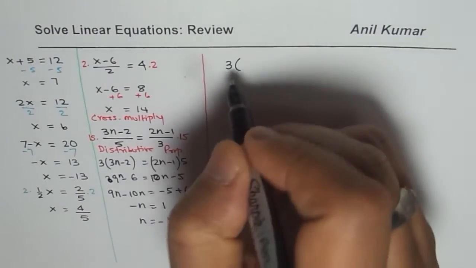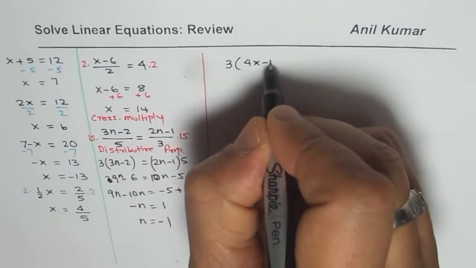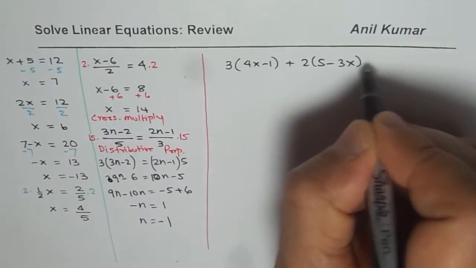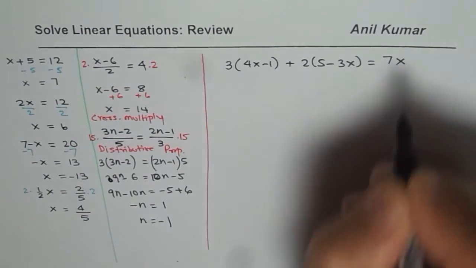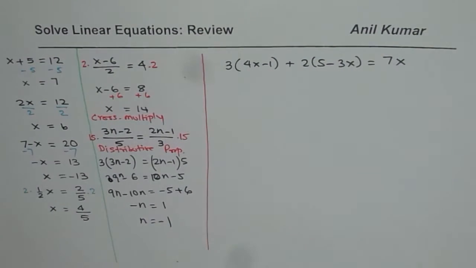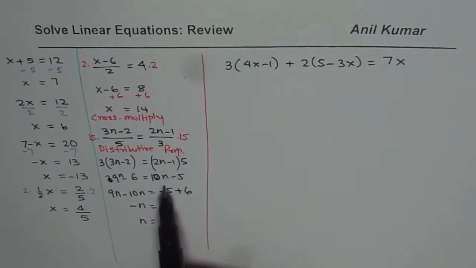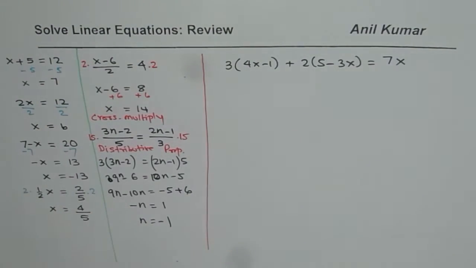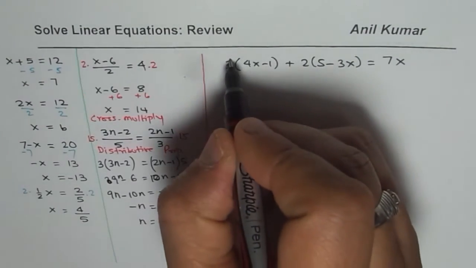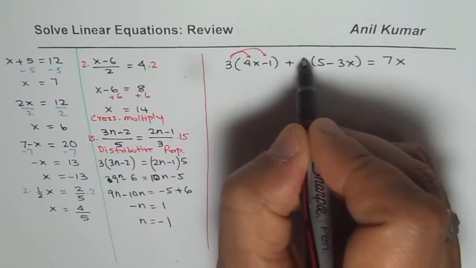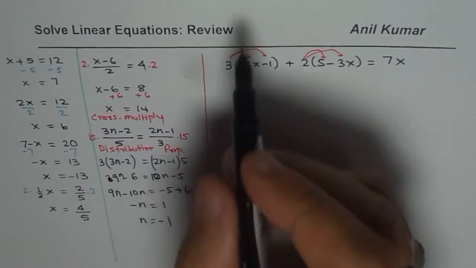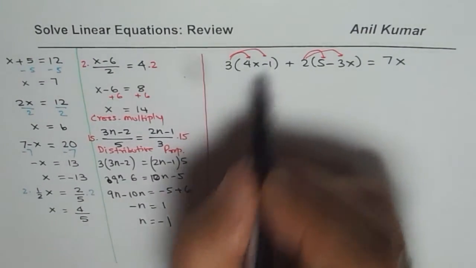It could be like 3 times (4x minus 1) plus 2 times (5 minus 3x) equals 7x. So that is a very complicated linear equation. We'll now apply these strategies and solve this equation. Here we'll use all the strategies learned so far. So the first step is to apply the distributive property and expand these terms, right? Distributive property means multiplying the number outside the bracket by all the terms inside.